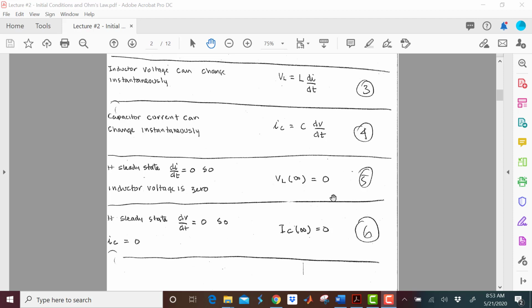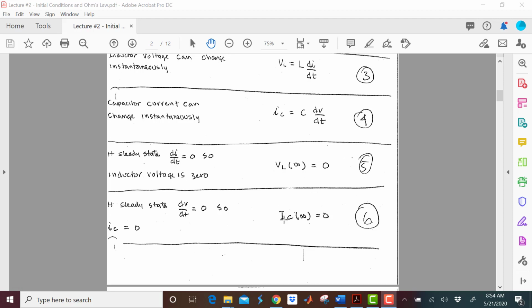And so in steady state, we have di/dt equals zero. So here's our equation for the inductor. We can just see it up here. Since di/dt is equal to zero, the inductor voltage is zero. So at steady state, no voltage across the inductor. Similarly with a capacitor, in steady state, you have no current through the capacitor.